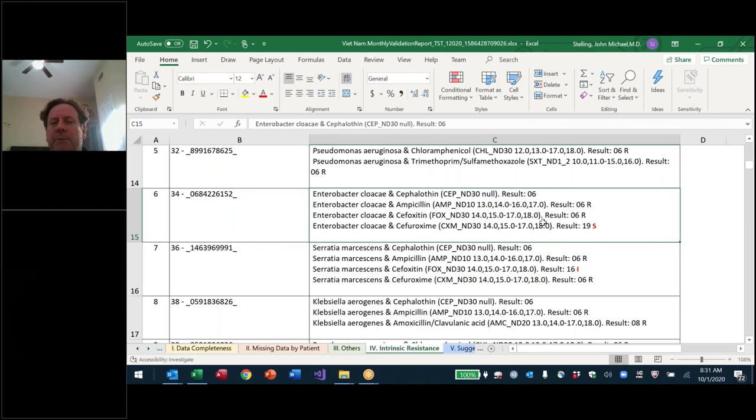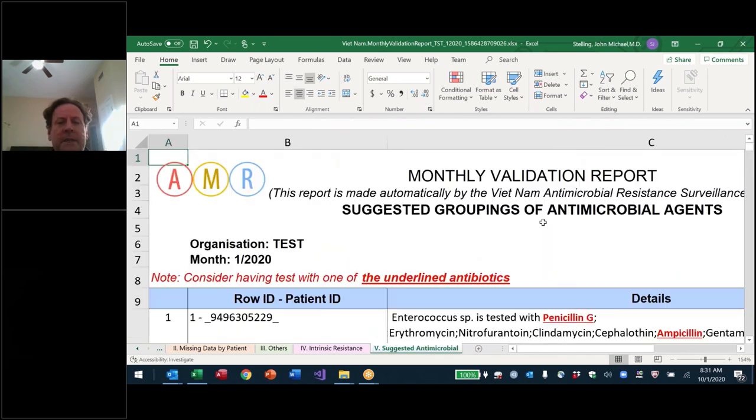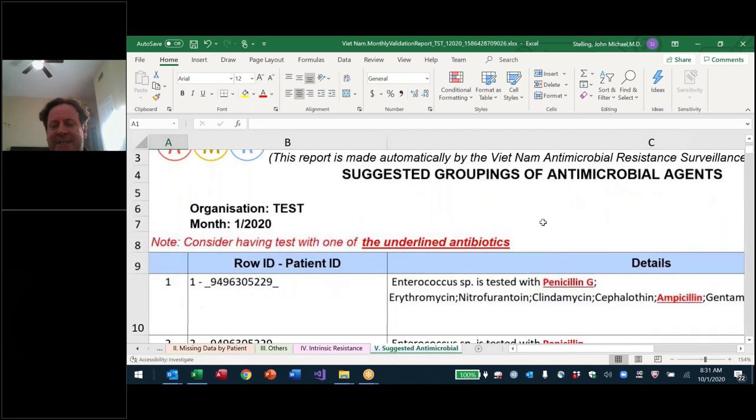Basically, what I'm showing to you here is what I will call a data feedback report. It's not an epidemiology report. It's basically data completeness, strange, unusual, or important results. Next one, suggested antimicrobials. They're saying you should have tested this. We would have recommended this and this, but you only did this and this. It's what I referred to earlier as a core set of antibiotics.